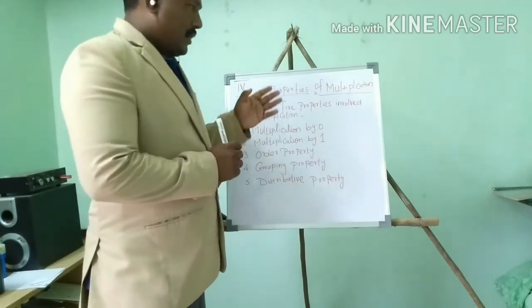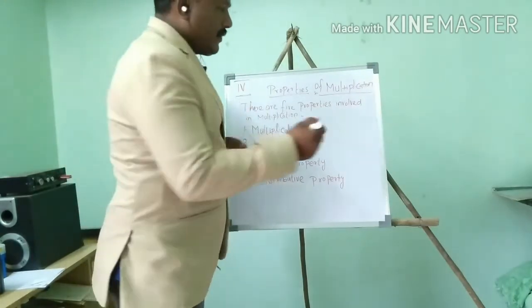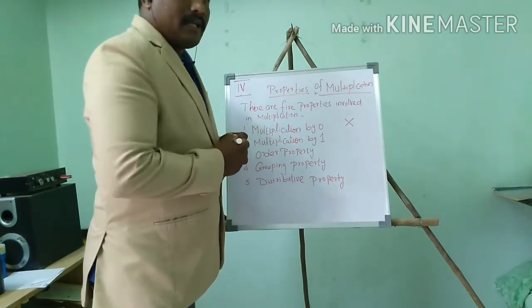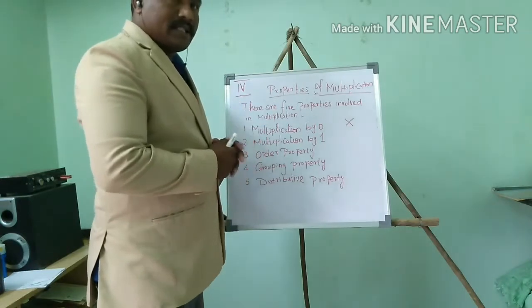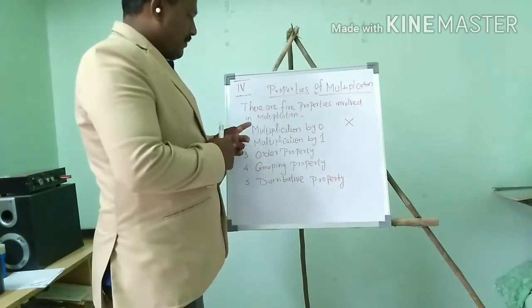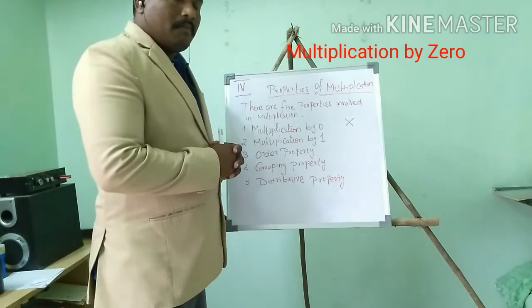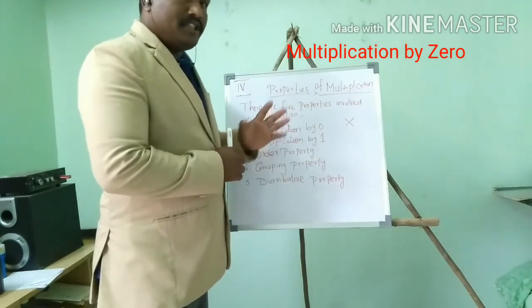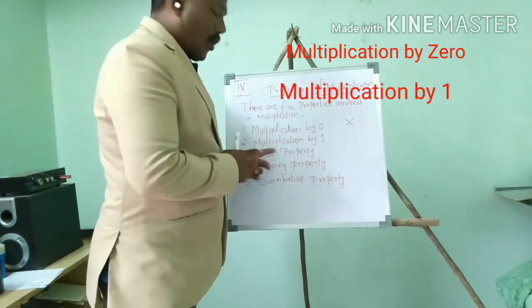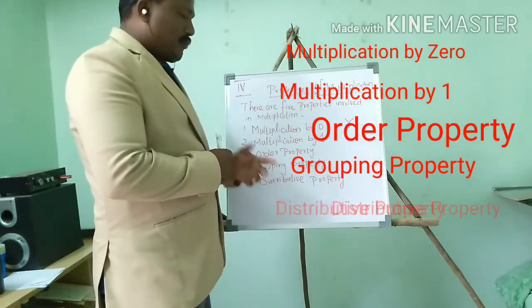Listen carefully. We know the multiplication symbol. You know it very well. Then after that you have to know these properties. There are 5 types of properties in multiplication. First property, multiplication by 0. Second one, multiplication by 1. Then order property, grouping property, and distributive property.